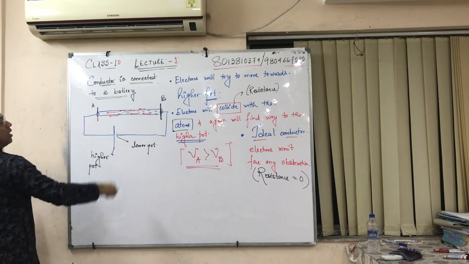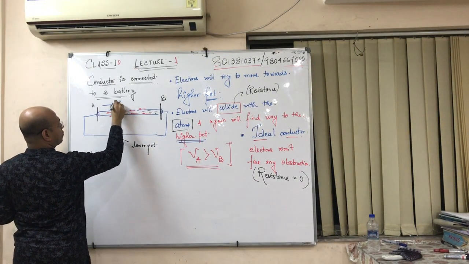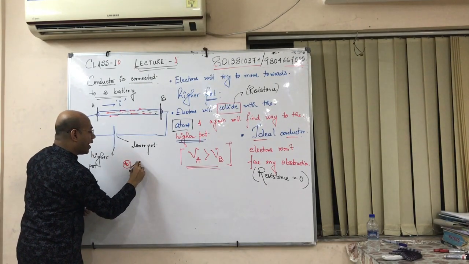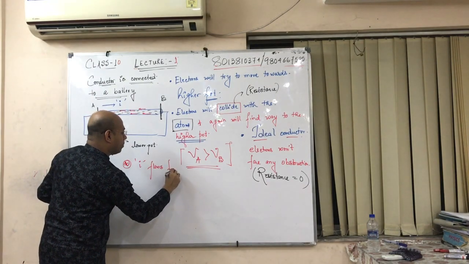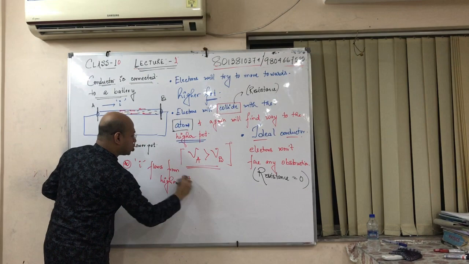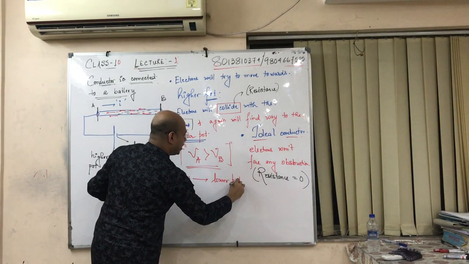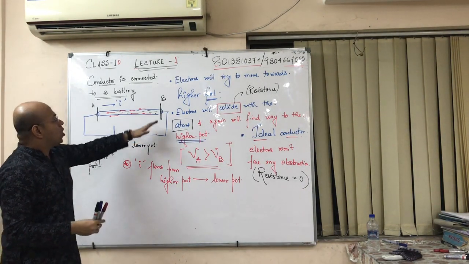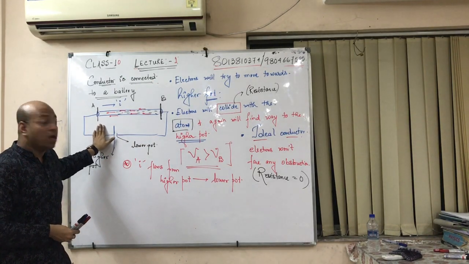So yes, if the electrons are moving in this way, the current is flowing in this way. So most important point, current flows from higher potential to the lower potential, whereas electron flows from lower potential to the higher potential.